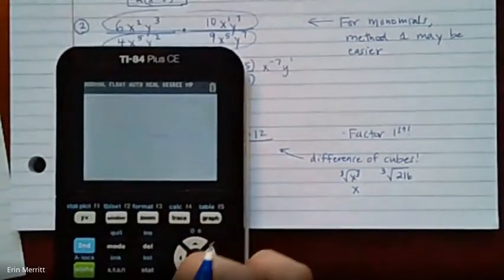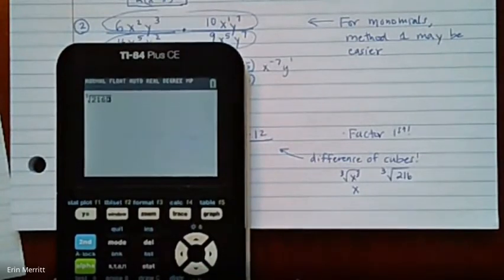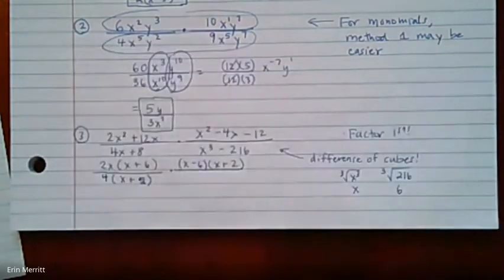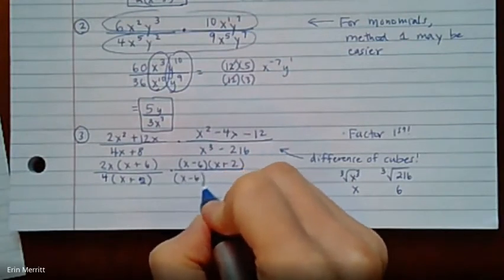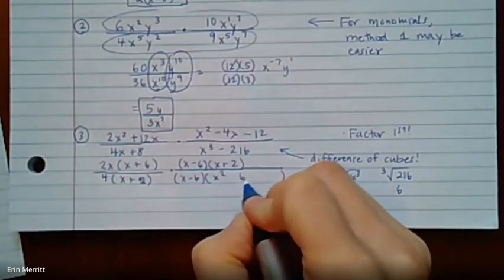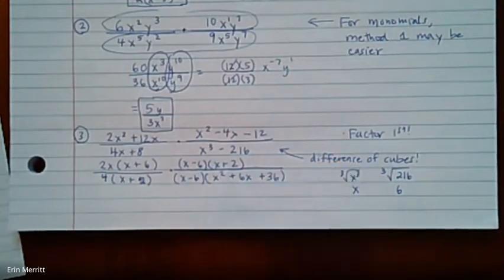So we can do the cube root. It's under the math key. So cube root of 216, that's going to come out beautifully as 6. And so that means we have x minus 6, second parenthesis, first term squared, product of the two, last term squared, both signs being plus.